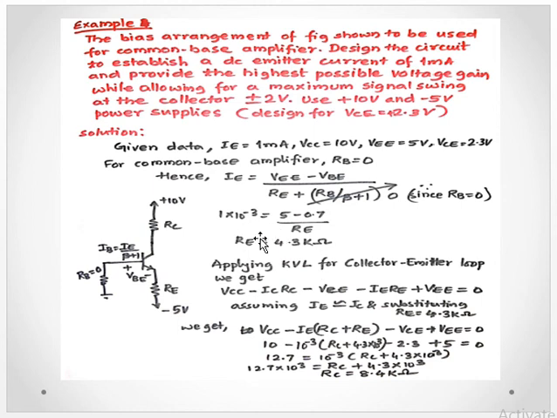Now to calculate the value of RC, apply KVL to this outer loop, that is VCC minus IC RC minus VCE minus IE RE plus VEE equal to 0.